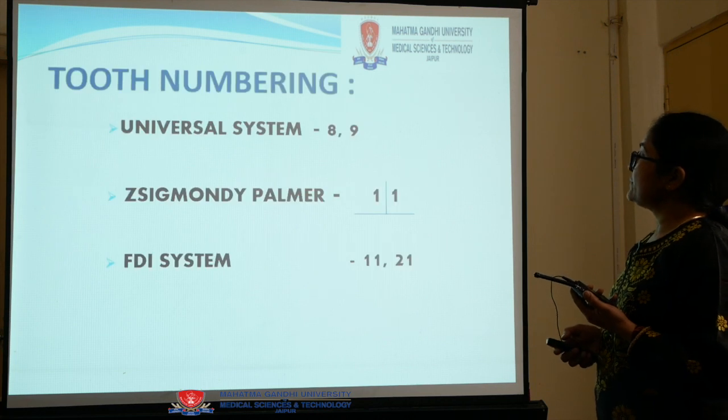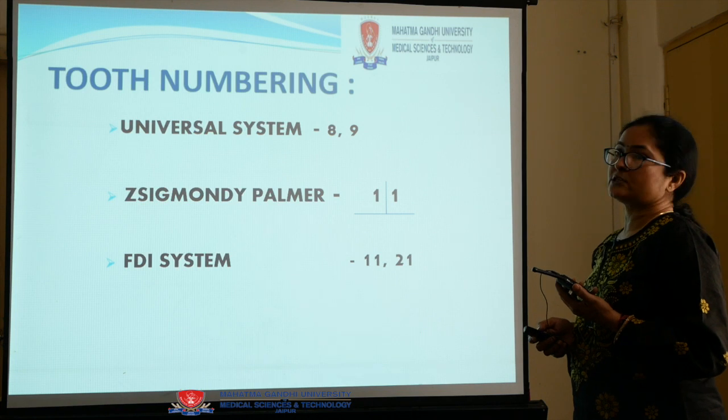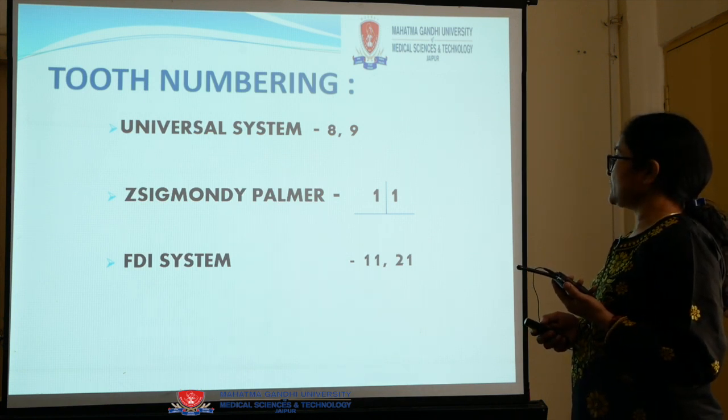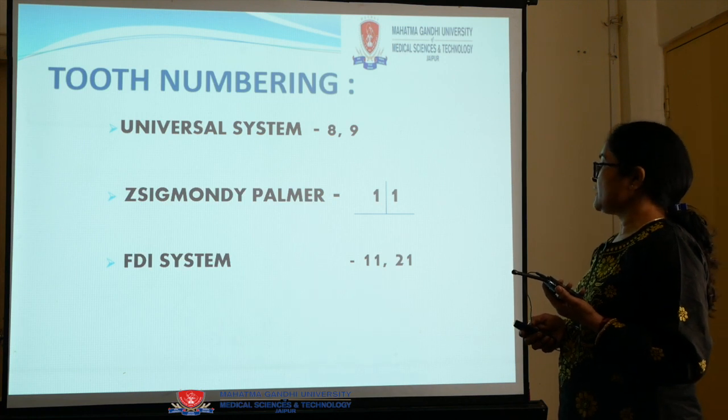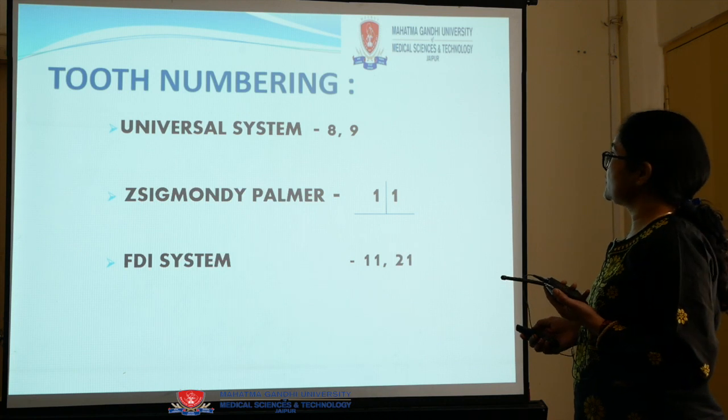phonation. The numbering system: in the universal system, the permanent maxillary central incisor of the right side is given number 8, whereas the left one is given number 9. In the Zsigmondy-Palmer system it is given 1, and in the FDI system the right one is given 11 and the left one is given 21.